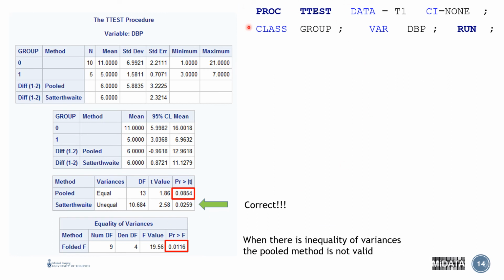So proc ttest, we're calling T1 our data set. The grouping variable is called group, very appropriate, with 2 levels, 0 and 1. The variable of interest is diastolic blood pressure. Here's the output. Okay, let's zero in right on the p-value to begin with. So the pooled variance p-value, meaning the t-test that used the pooled variance, which we've been showing you all along, not significant.